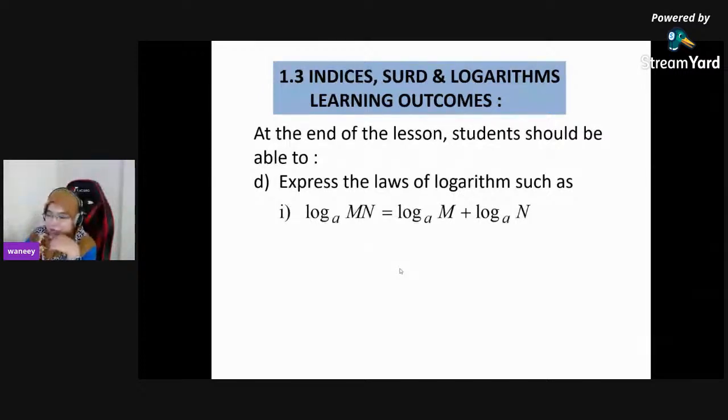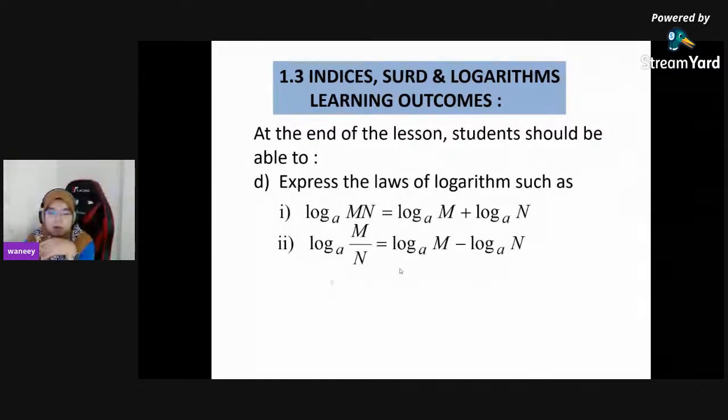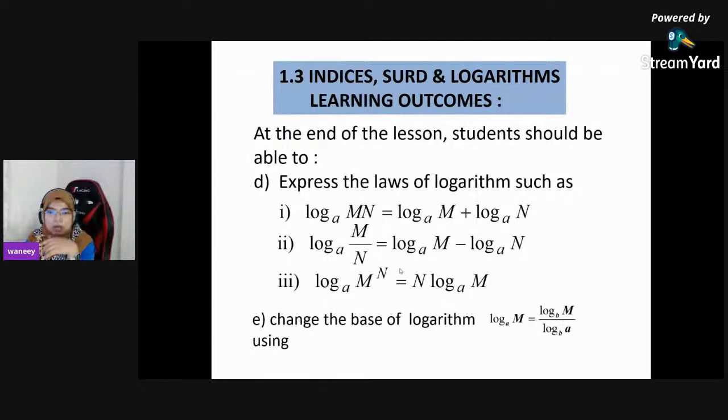So there are quite a few things that we have to know about log. So at the end of the lesson, you should be able to express the laws of logarithm. For example, the first one, where if we have multiplication, we can actually separate the log to become a plus. If we have a division, it will become a minus. Or we can actually bring the power in front, and we should be able to learn how to change the base of the log because we're going to use them later on in equations.